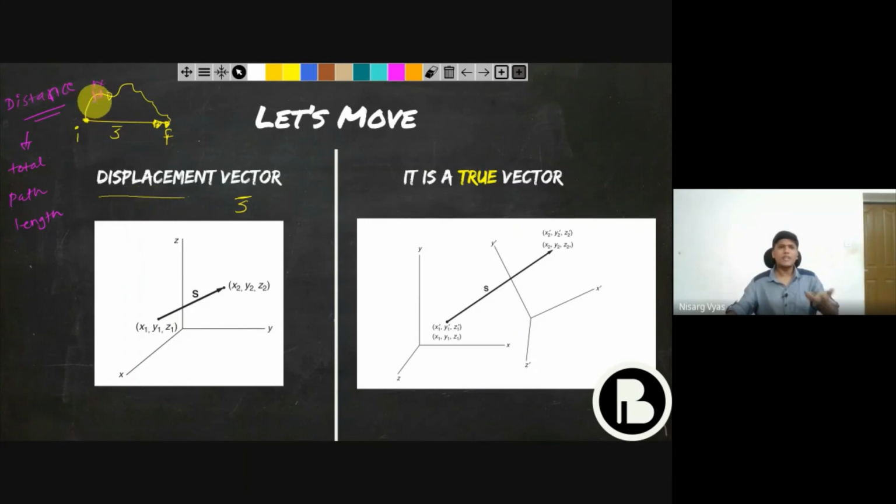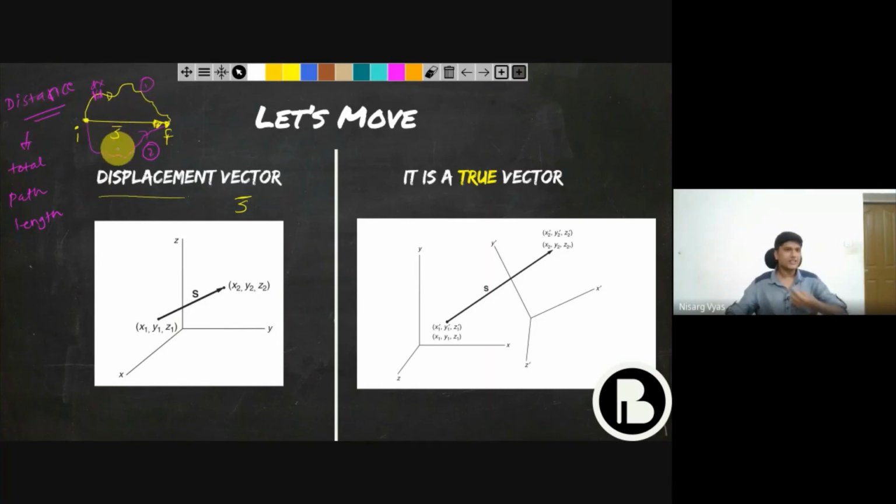You see, distance cannot be a vector because it is always changing its direction in this course. So from initial to final, distance does not have a fixed direction. It does not have a fixed magnitude. You can go from I to F by this path as well. There are two paths possible. So distance does not have a fixed magnitude or a fixed direction.